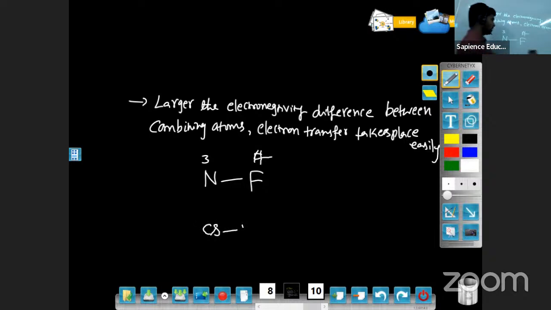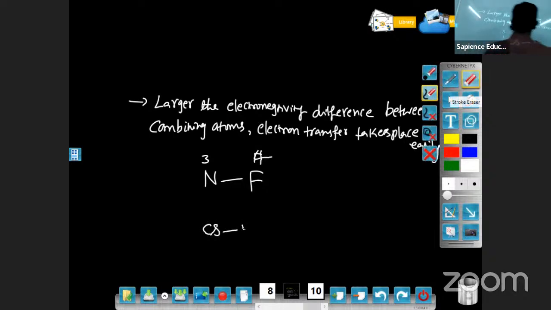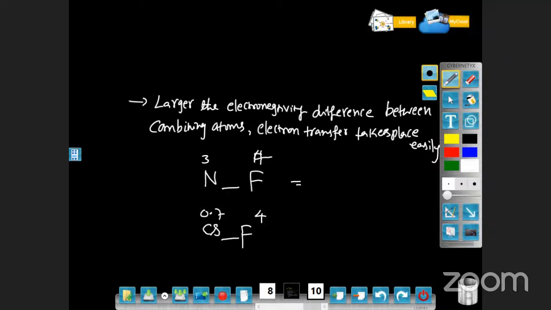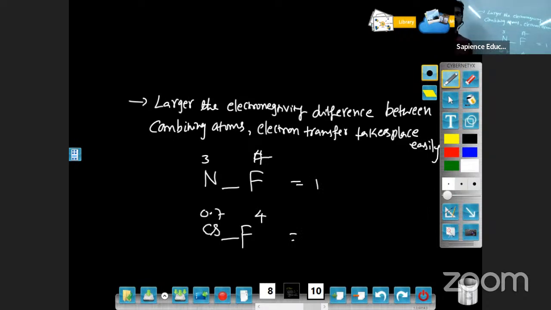I don't write a bond here. Actually, in an ionic bond we should not show a bond, since it is a very mild bond, but for your understanding I'll give it. In CsF, cesium is 0.7 and fluorine is 4 only. So what is the difference? Here it is 1, and there it is 3.3. Now tell me, which compound is more ionic, 1 or 2, according to this point?